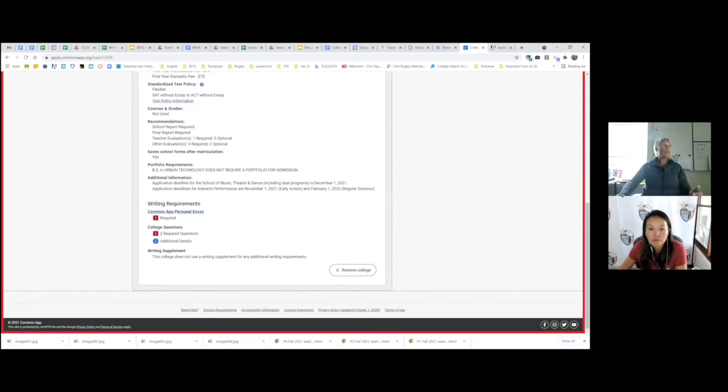And then the writing requirements. So this will tell you that the Common App personal essay is required for this school. It is also telling you that you have 2 required questions that we call supplemental questions. Those will be added to this application, assuming that you continue to pursue and move forward. Those questions will be listed in this application, and you will be able to answer those as well. And they'll have specific and individual requirements for those supplements.